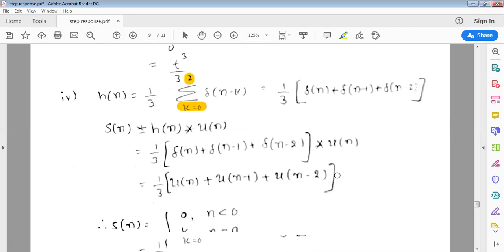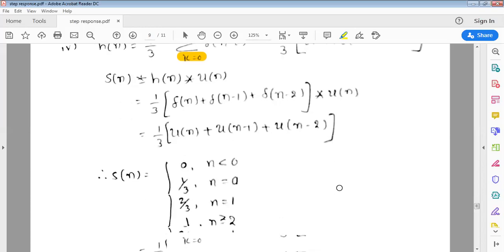So what happens? Remember, any function convolved with delta of n minus k. For example, f of n convolved with delta of n minus k is equal to f of n minus k. That is, u of n convolved with delta of n will become u of n. U of n convolved with delta of n minus 1 will become u of n minus 1. Plus u of n convolved with delta of n minus 2 will become u of n minus 2. That's all. So there is no need to convolve. So directly replace n by n minus 2, and if you are convolving here, replace n by n minus 1 and replace n by n in this equation. So this is your answer.